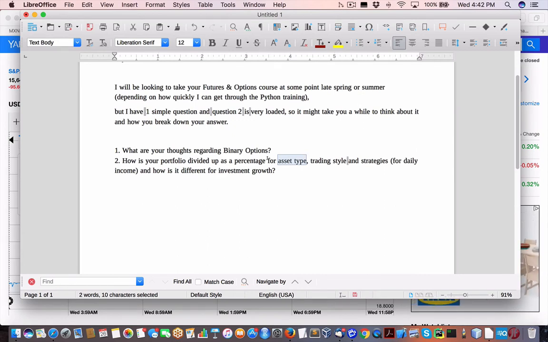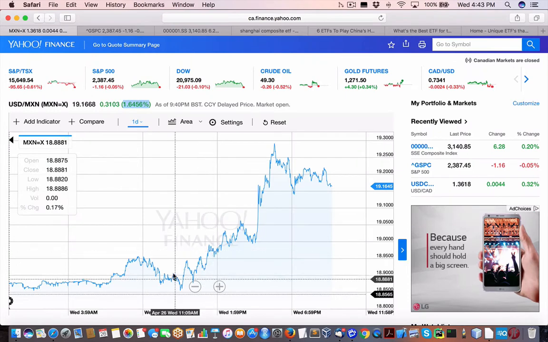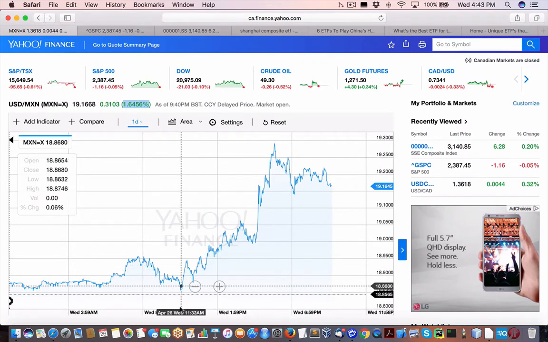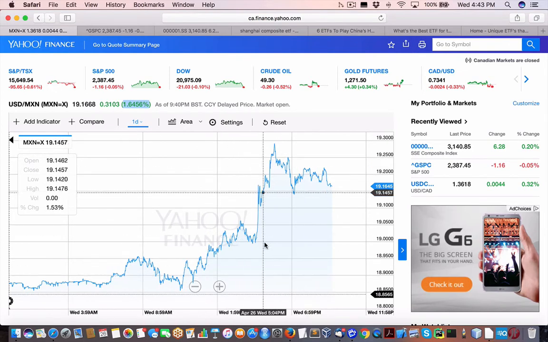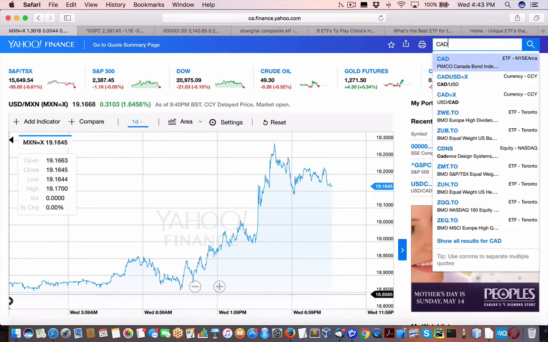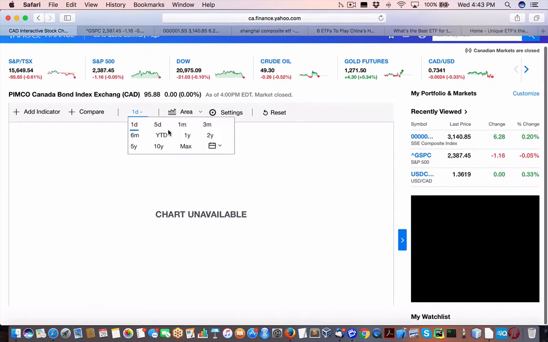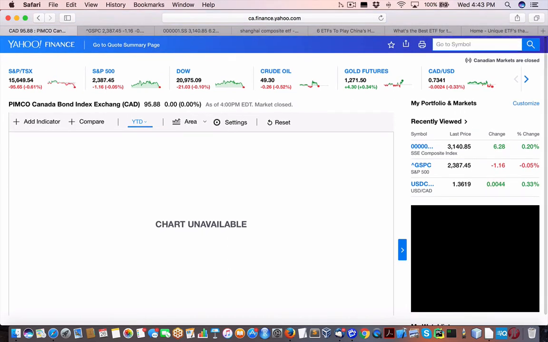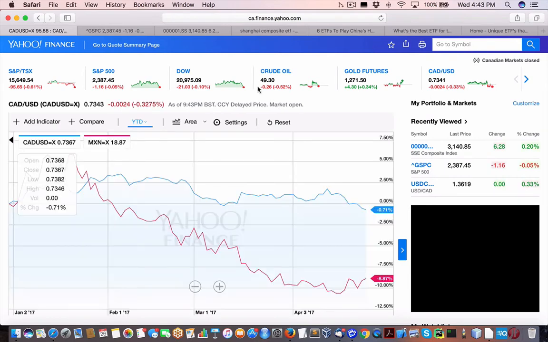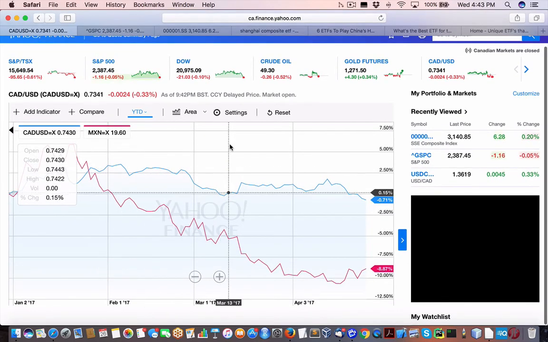Now, as I said, the trading style is based upon market condition. So if you looked at the overall price move of the, let's say the Mexican peso, that's pretty good. Whereas if you looked at the Canadian dollar, let's say year to date, Canadian dollar with the US. So when you look at that, that's a year to date.